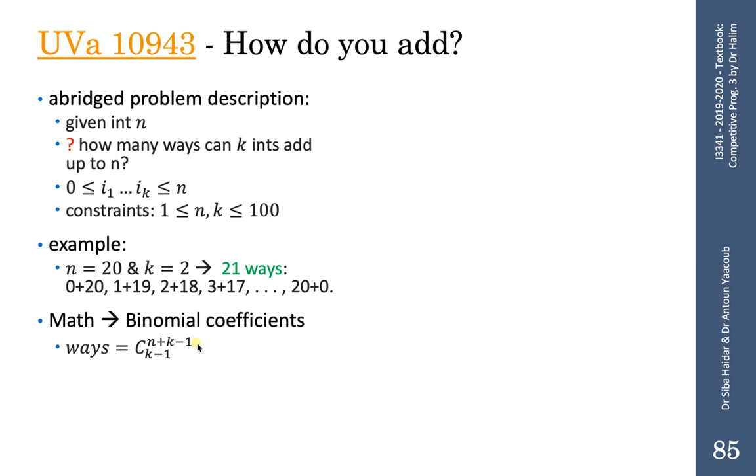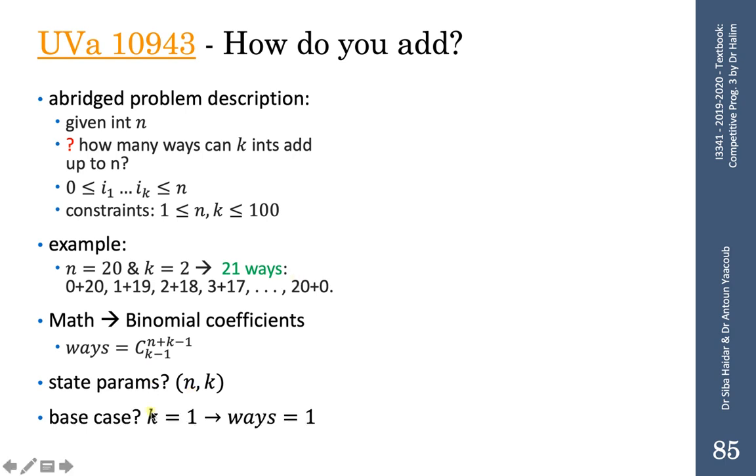What is the state in this case? Of course, we have two numbers. Both of them will constitute a unique state. So given a number n and a number k, the number of ways to make n using k numbers is distinct. So this constitutes a distinct state. The base case. For k equal 1, this is a base case. You have only one way to constitute the number n. This is a very easy base case.